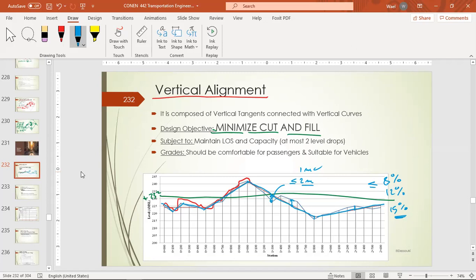For vehicles, if you are driving on a grade that is a 5% upgrade, for a passenger car, this is an easy ride. You don't feel it. But for trucks, this is a heavy grade. This grade is a challenging grade for heavy vehicles. Okay? Any questions so far?